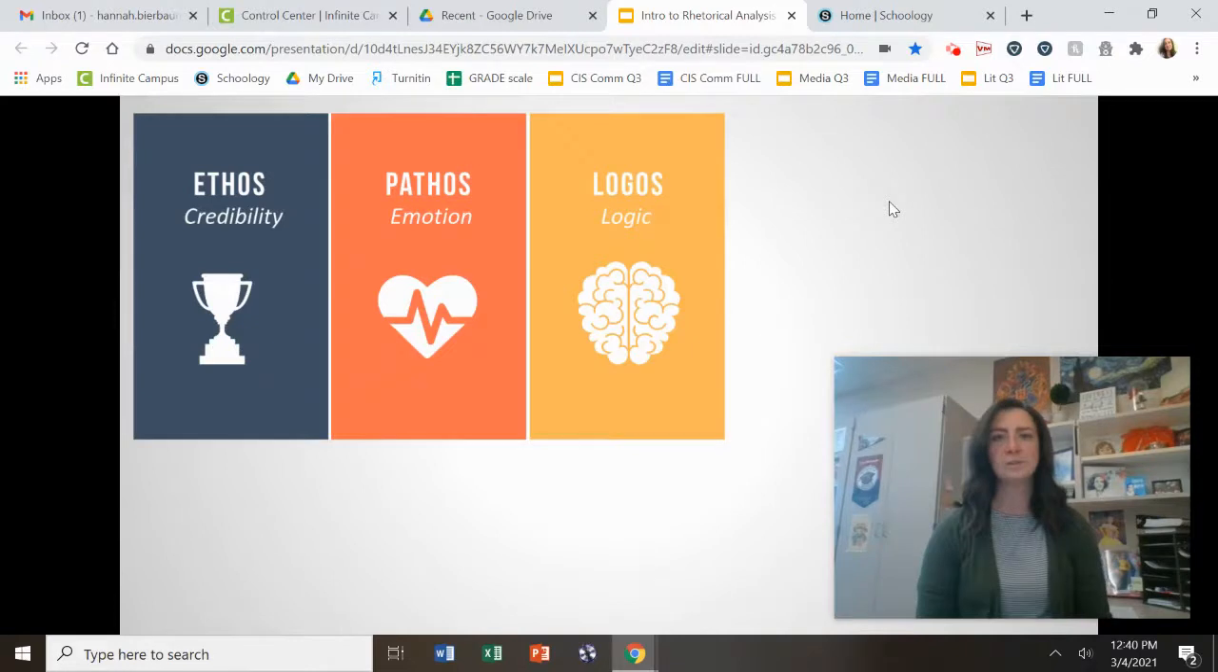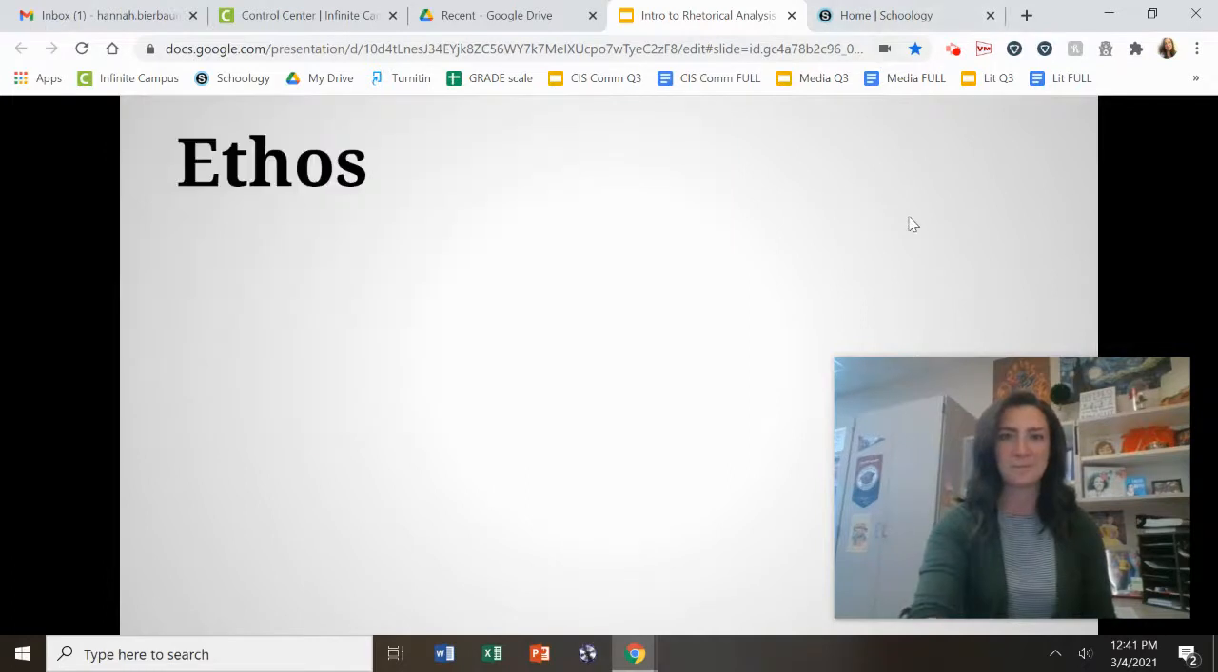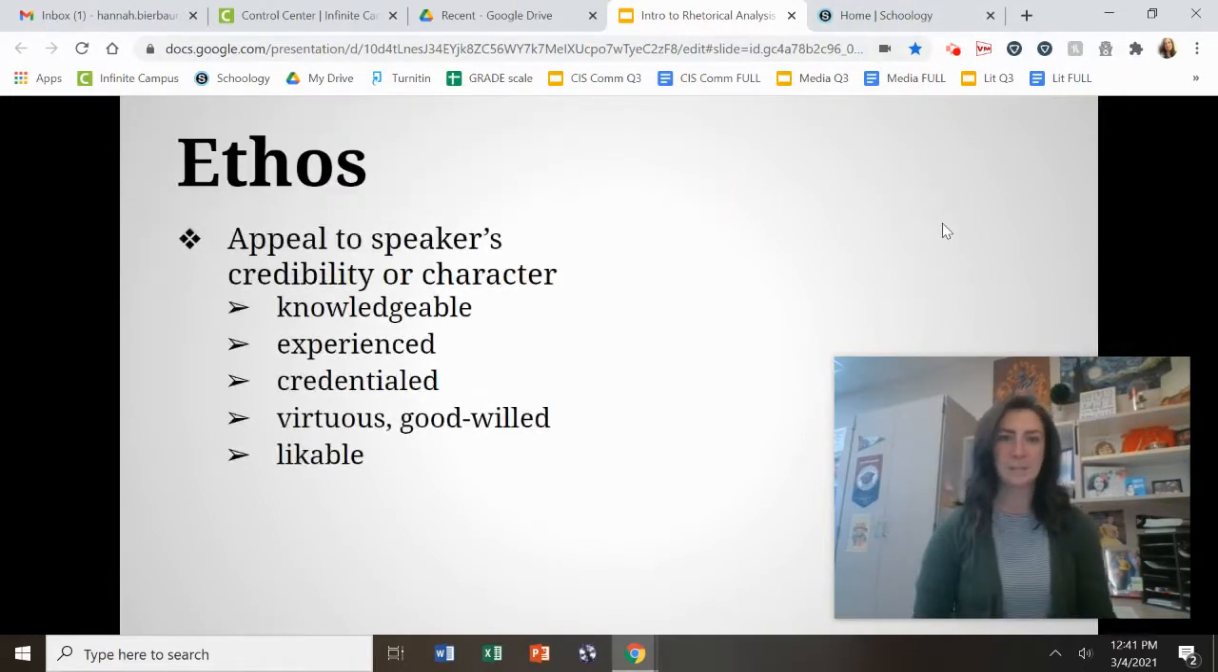We'll specifically be using a tool called the Rhetorical Triangle that originally was written down by Aristotle, and it involves three pieces: ethos, pathos, and logos. And those words from the Greek mean credibility, emotion, and logic. And when these tools are used together, it can lead to some pretty strong persuasion. Ethos is the appeal to the speaker's credibility or character.